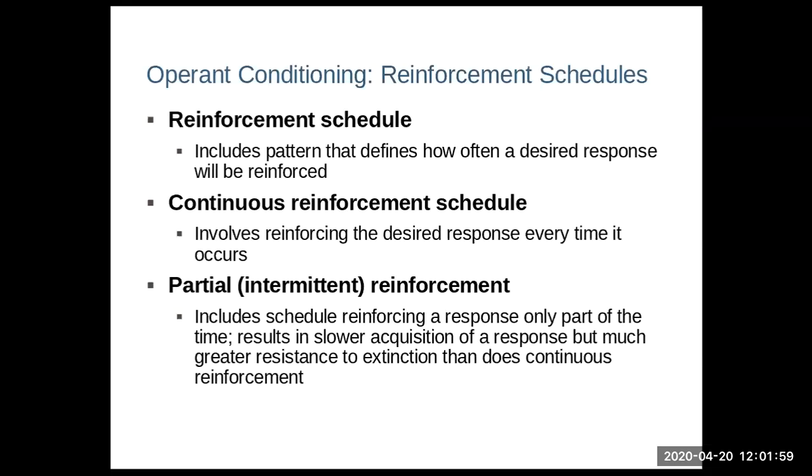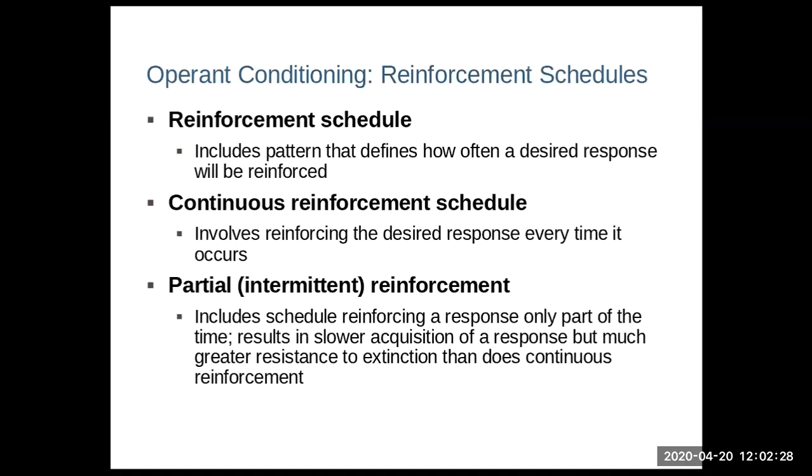But once they've already initially learned and initially increased that behavior, in order to keep it going, a lot of times we can switch to a partial, or what we call intermittent, reinforcement schedule. This is a schedule that reinforces a response only part of the time, some of the time, not all the time. Yes, it results in a slower acquisition. It may take a little more trials or more time to get the desired response going.